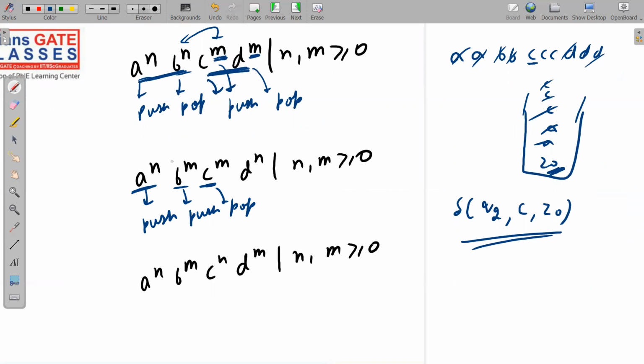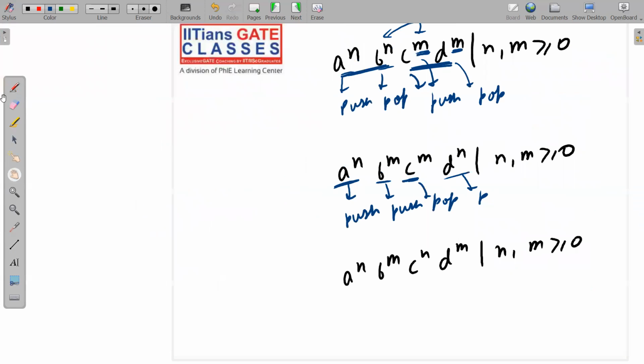Now you should have A's into the stack, and whenever D comes, we will do popping. A will cut D, D will cut A's, and C will cut the B's. Let me give you one example if you are not able to follow. See here, we will have say 2 A's and 2 B's, and say 3 B's and 3 C's.